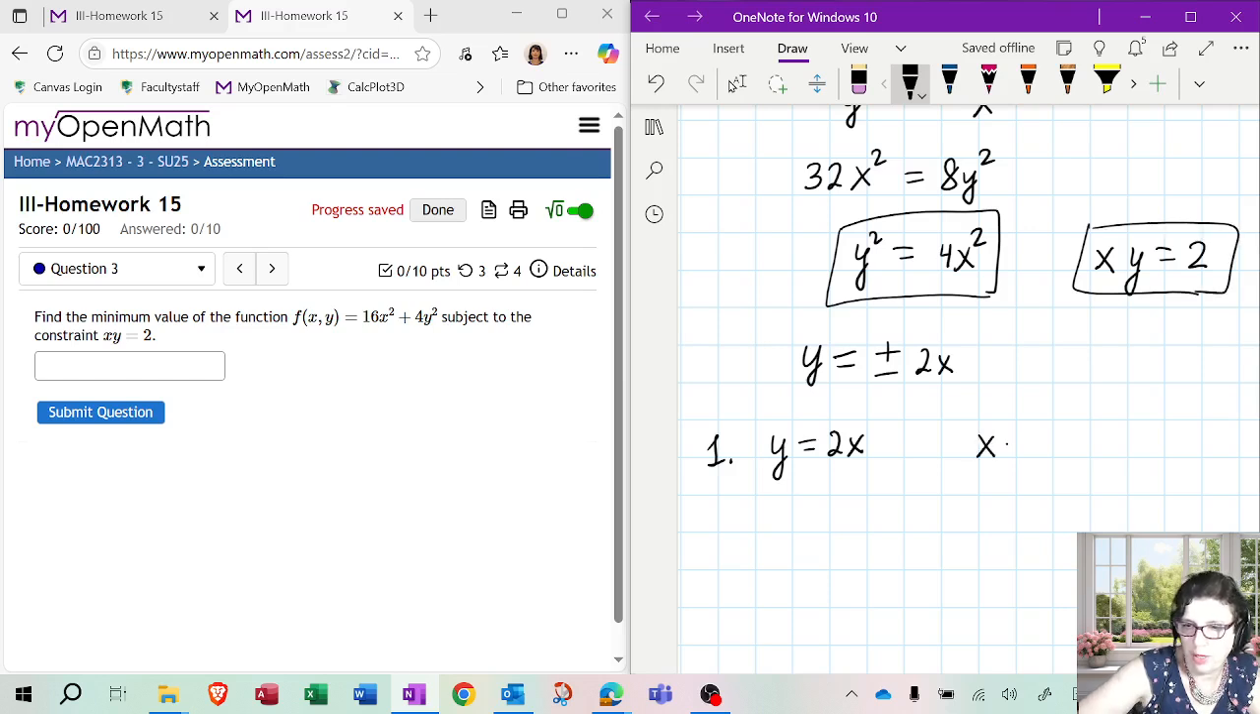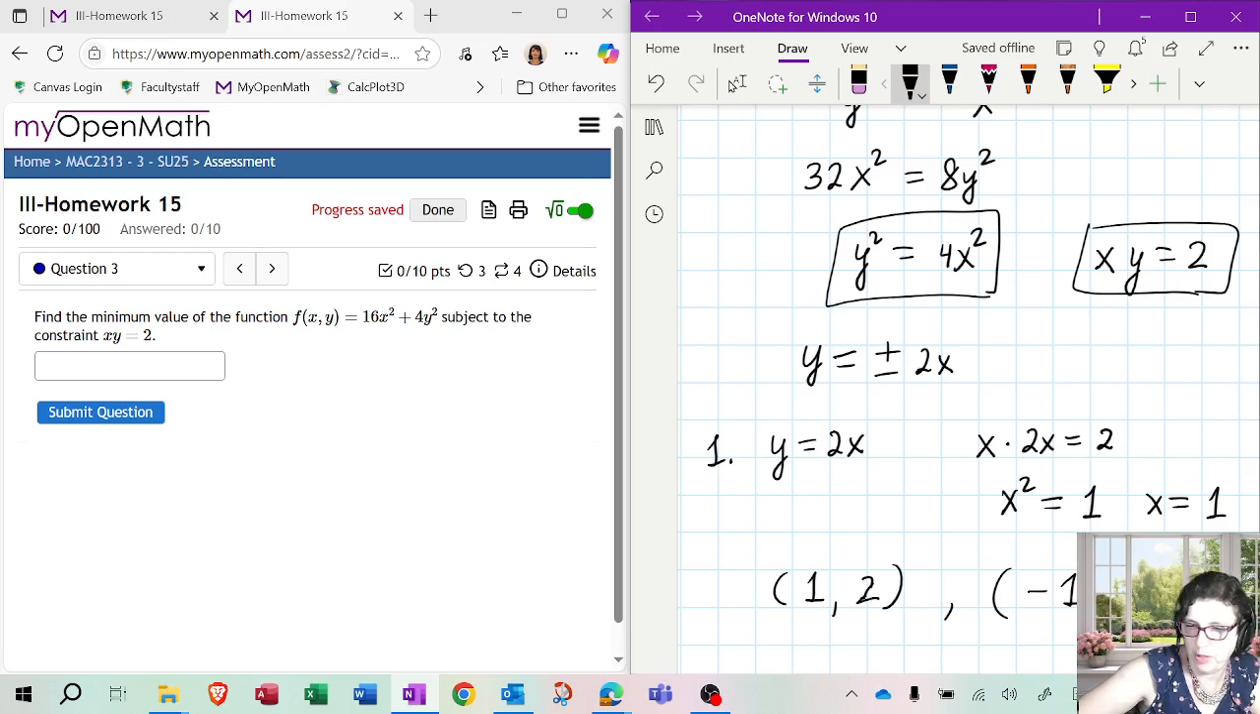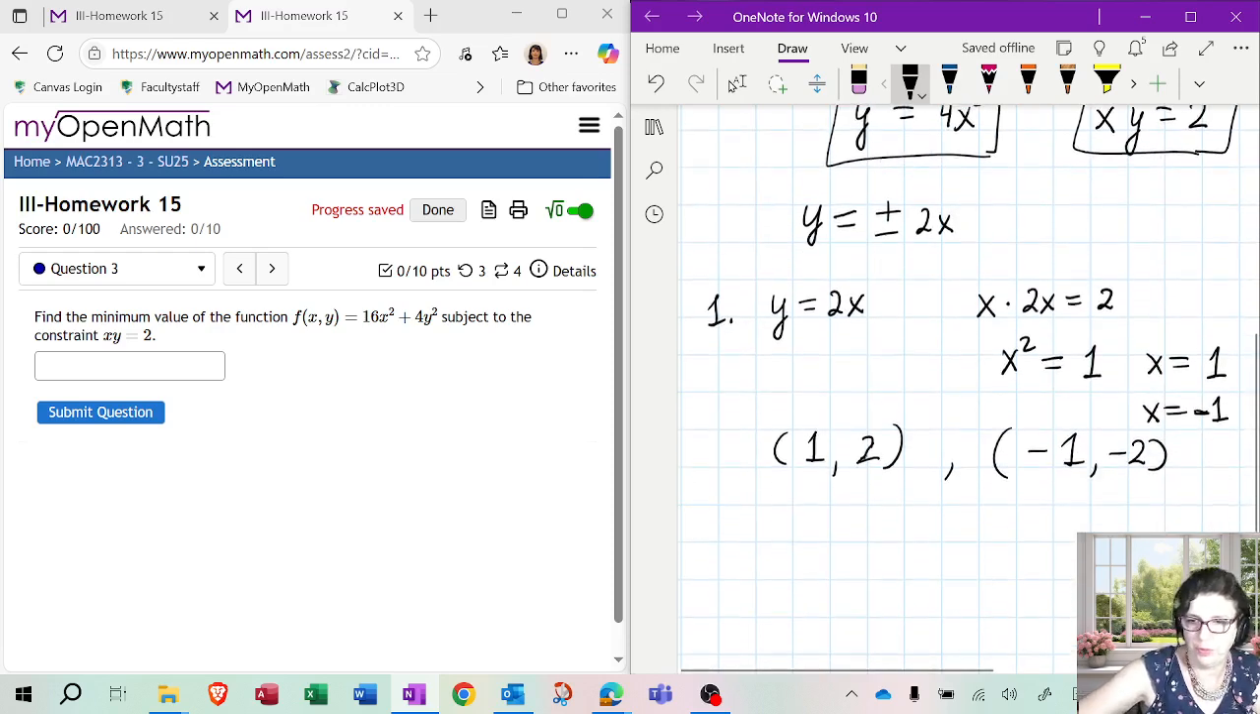Let's use the constraint. That's x multiplied by 2x equals 2. So this tells me that x squared equals 2. No, not 2, the 2 and 2 will cancel. So x squared will be 1. That tells me that either x equals 1 or x equals negative 1. If x equals 1 and y equals 2x, that's going to be 2. So that's one possible critical point. And negative 1 will give me negative 2. So far I found 2 of them.